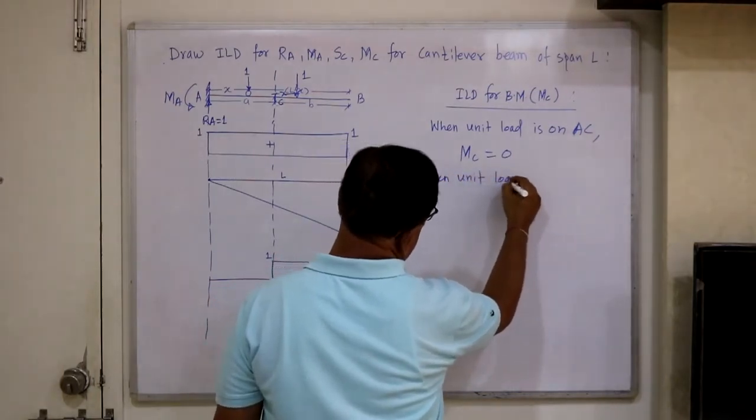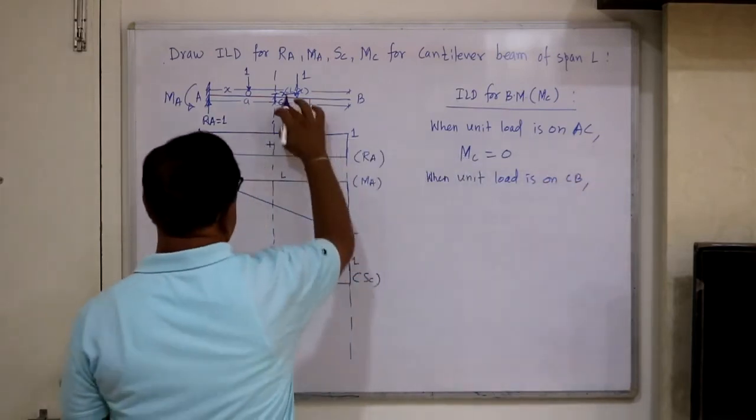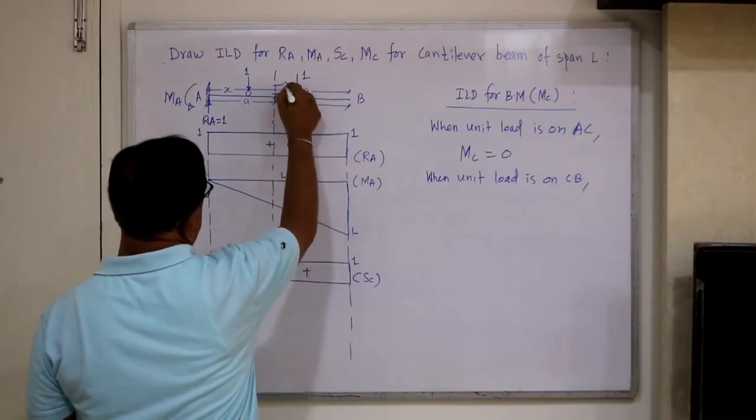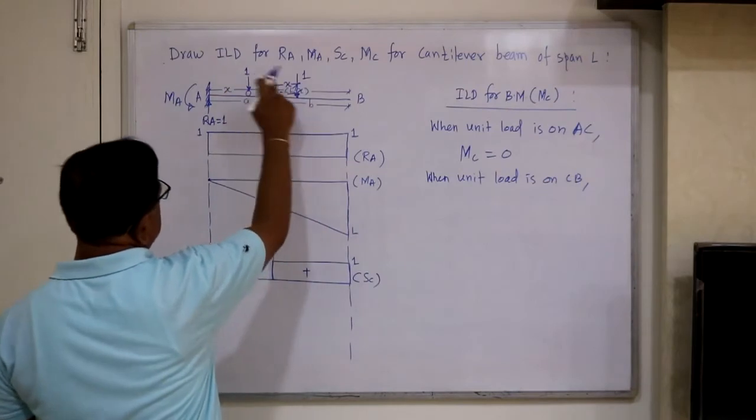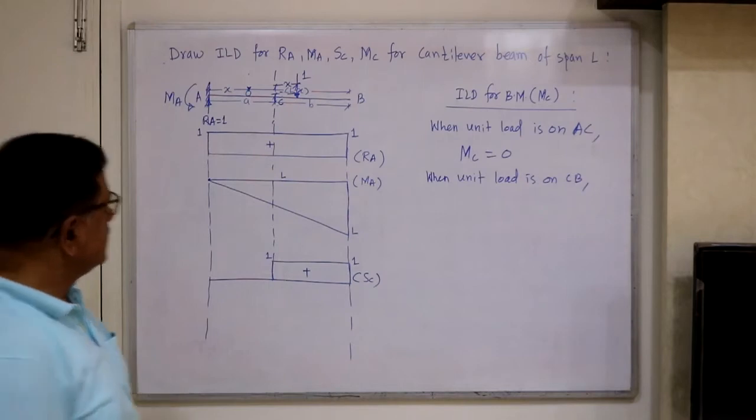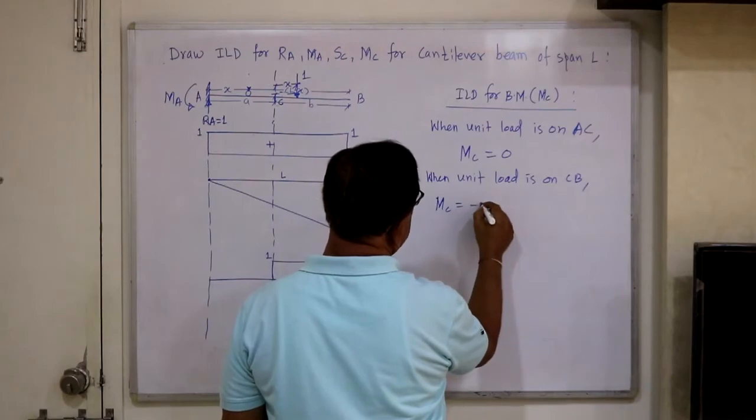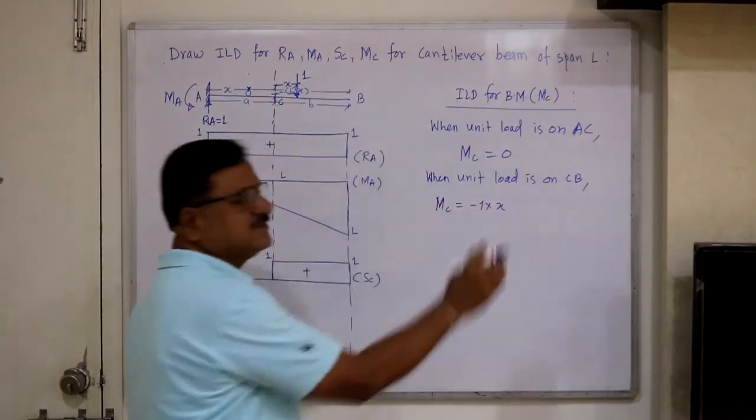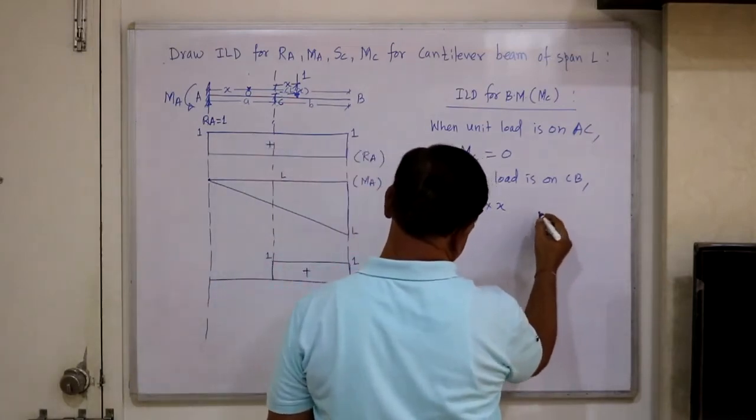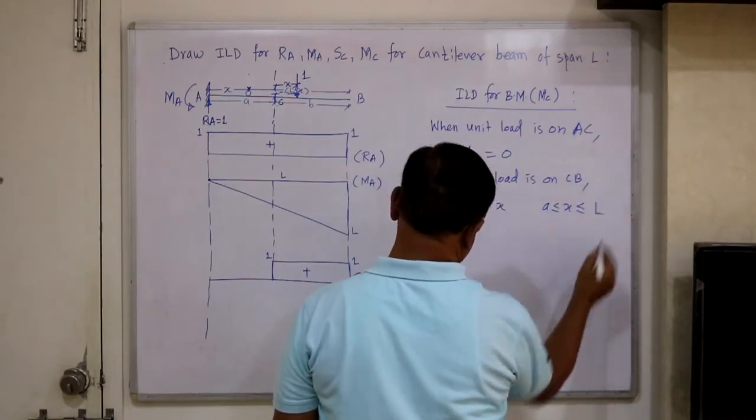Now the bending moment will occur only when the unit load is on CB, that is, it crosses the section. Say this unit load is now on the right, at a distance x from C. Then the bending moment MC equals minus 1 into x. I have considered x from C now. This is valid for A less than or equal to x less than or equal to L.